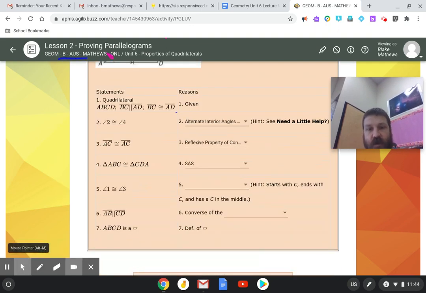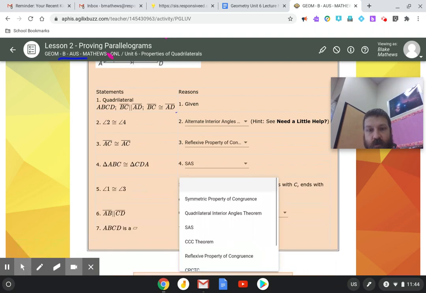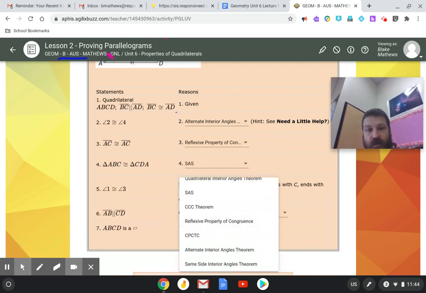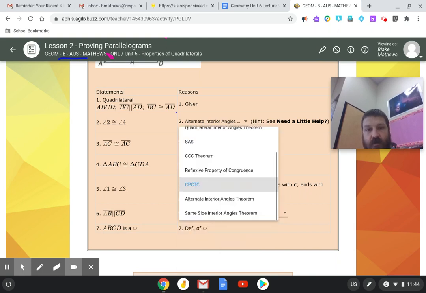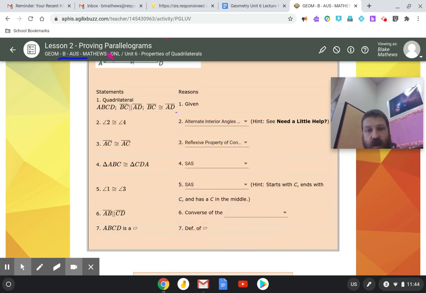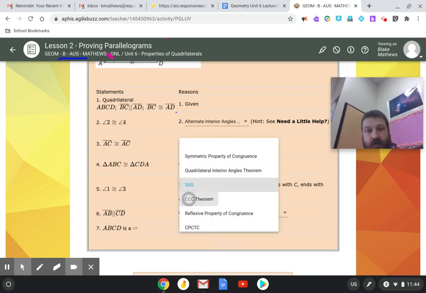It says hint. It starts with C, ends with C, has a C in the middle. Well, that's pretty obvious which one it's going to be. Maybe it's CPCTC. I think so. Now, CCC theorem is nothing. I don't know what that is. That's completely made up. It's there to throw you off.